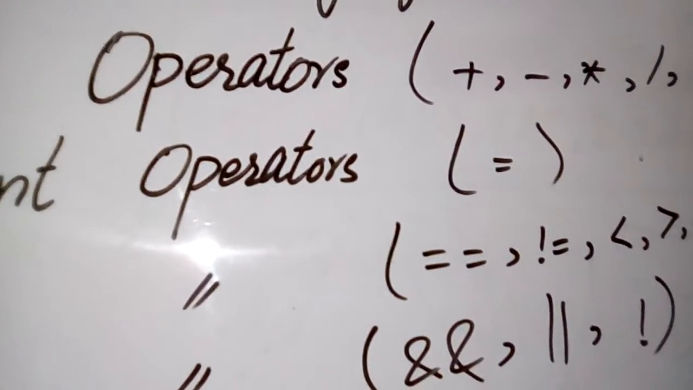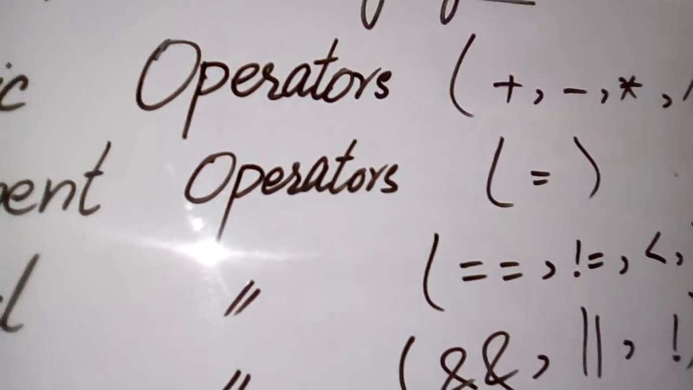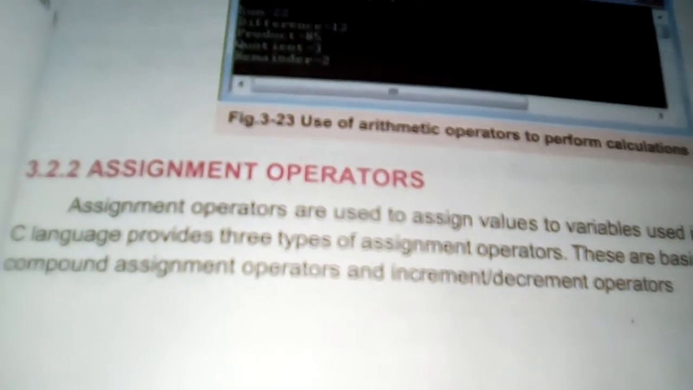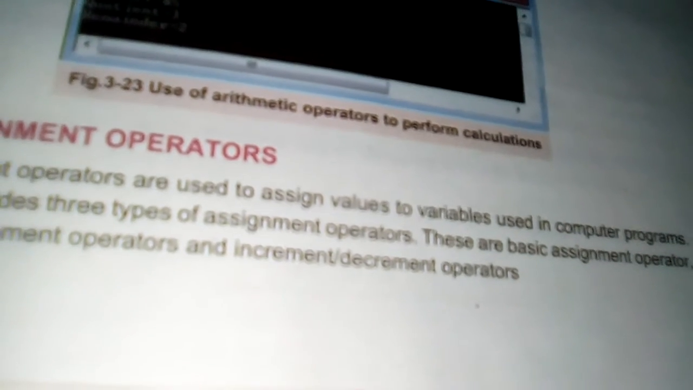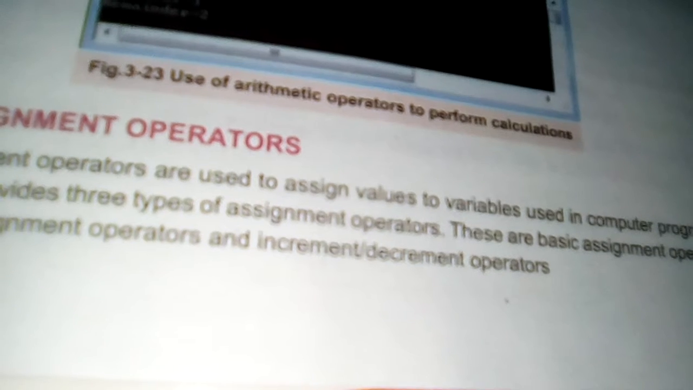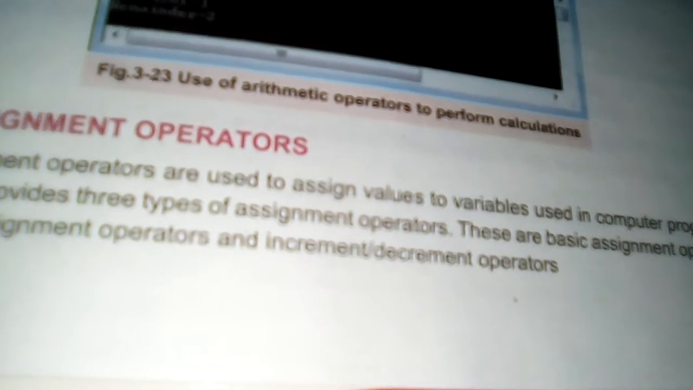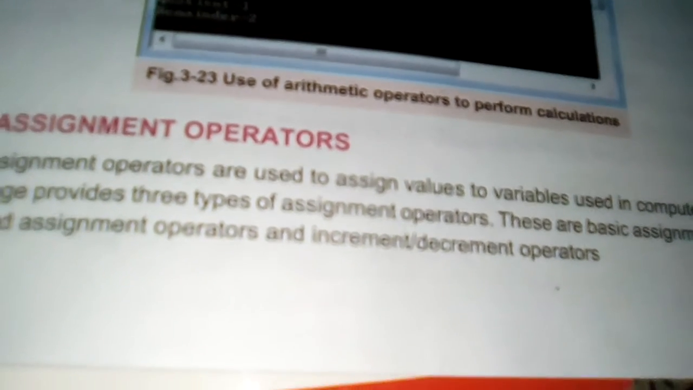Now the assignment operator is simply equal, which you can see in the program. Assignment operators are used to assign values to variables, like a is equal to 6, b is equal to 10, used in the program like this.